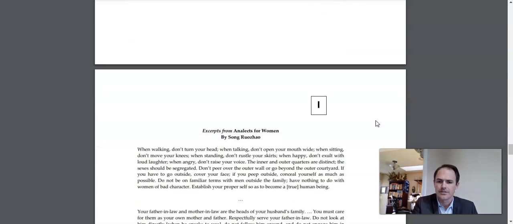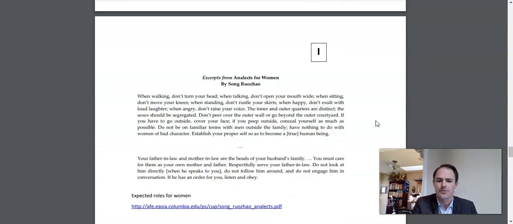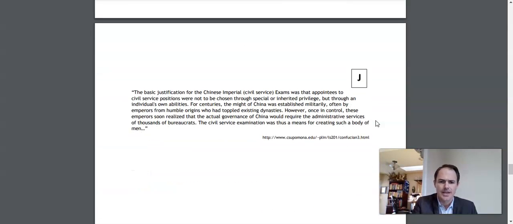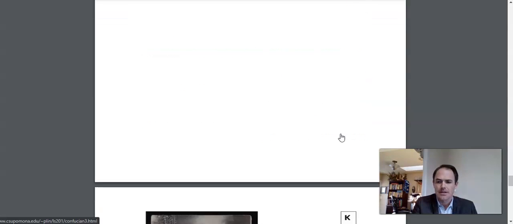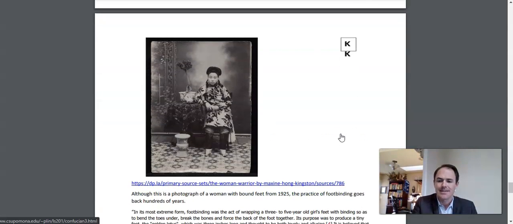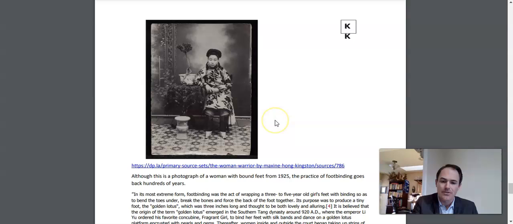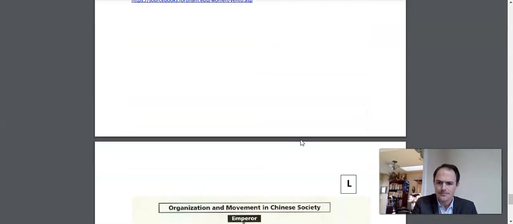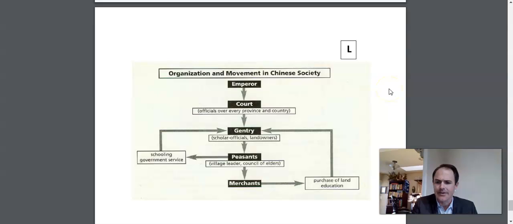And we're scrolling to I, another written primary source, and J, this is a secondary source, written later about the events in the past. And here's K. Is a photograph a primary source? It can be sometimes. This isn't a photograph of someone from 1925, but it illustrates a practice that goes back years and years. And then a diagram, not a primary source. Here would be a secondary source.